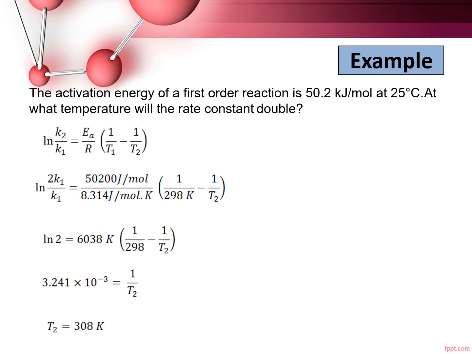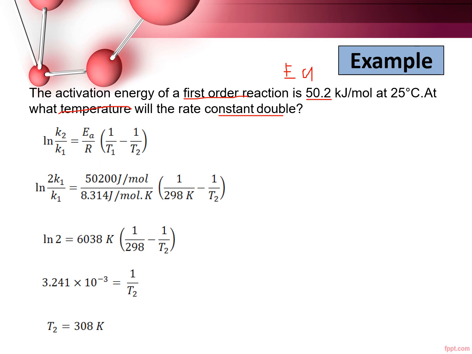Okay, so this is an example of how to solve that formula. For example, the activation energy of a first order reaction is 50.2 kJ. Activation energy means that this is EA, and EA is given. At what temperature will the rate constant double? So we want to know T. You can use this formula: ln(K2/K1) = EA/R times (1/T1 minus 1/T2). You know the value of R.